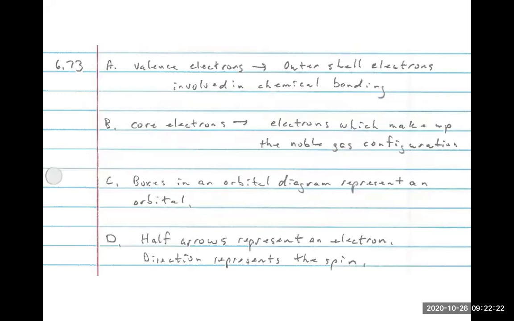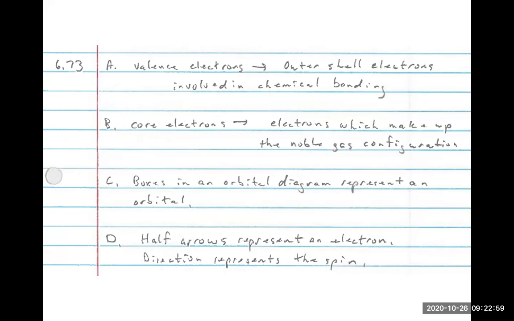Okay, let's look at 73. So some questions. What is a valence electron? That's those outer shell electrons. And we said those are the ones that are going to be involved in chemical bonding. Those are also the ones that are really involved in the energy transitions as well. And so those outer shell electrons, those valence electrons, is where a lot of the activity, a lot of the action occurs. And then what are core electrons?